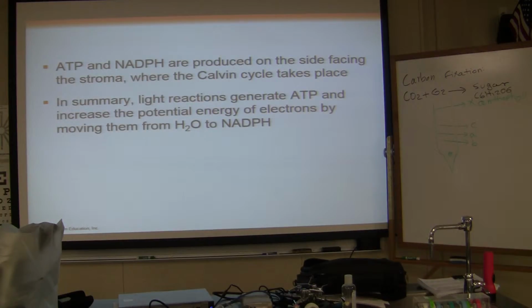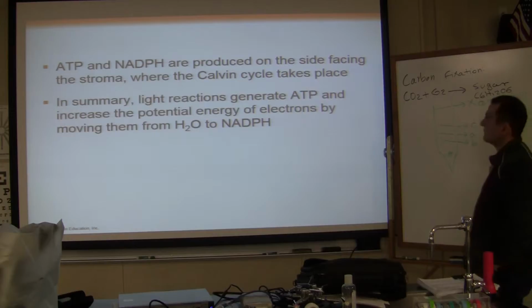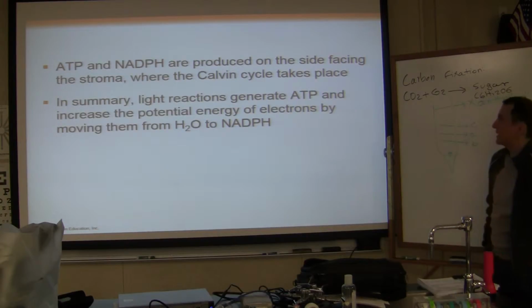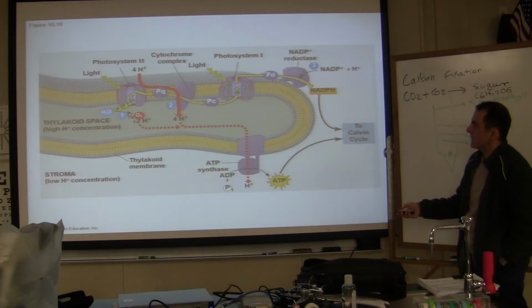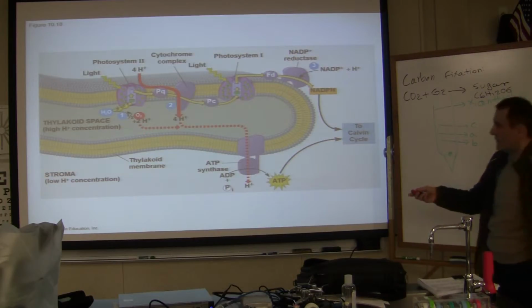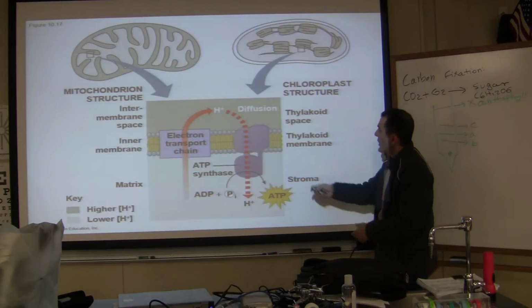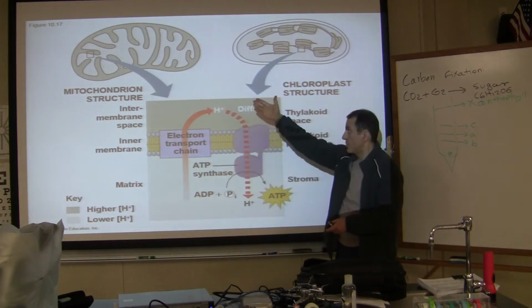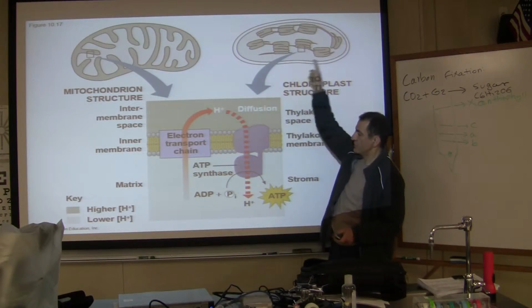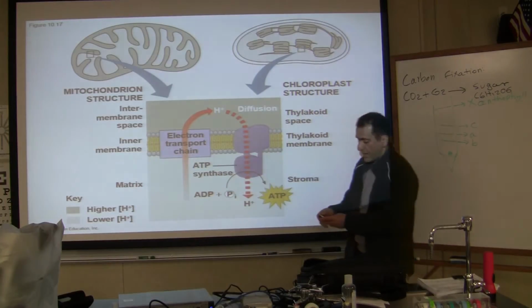Okay, ATP and NADPH are produced on the side facing the stroma where the Calvin cycle takes place. In summary, light reactions generate ATP and increase the potential energy of electrons by moving them from water to NADPH. Here we go. Again, what was the summary here? This is a summary of course, comparing mitochondria to chloroplast. This is a summary of what happens here.